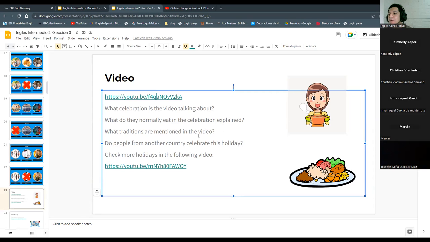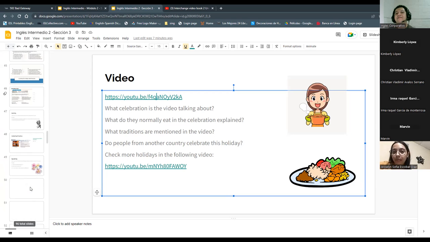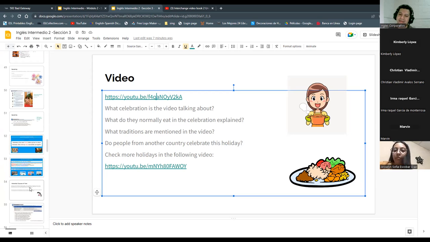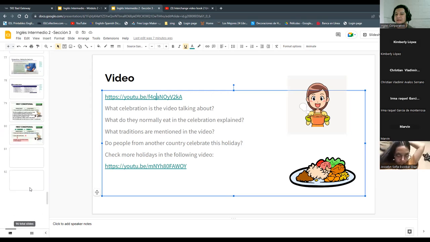And what do you know about Thanksgiving? Why do they celebrate that? ¿Qué saben del Thanksgiving ustedes? ¿Por qué lo celebran? ¿Por qué creen que ellos celebran el Thanksgiving? For relaxing, reflections. For relax and reflection, yes, and also it's like a tradition, right? To say thank you, right?